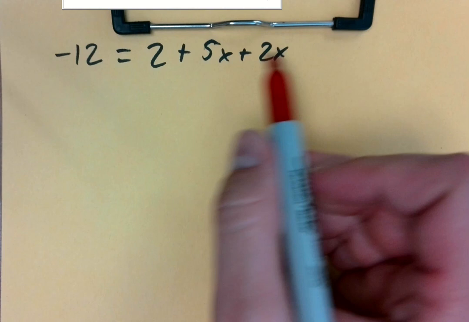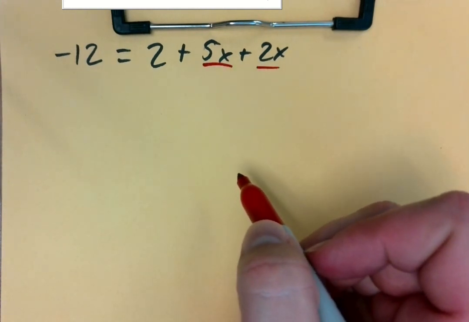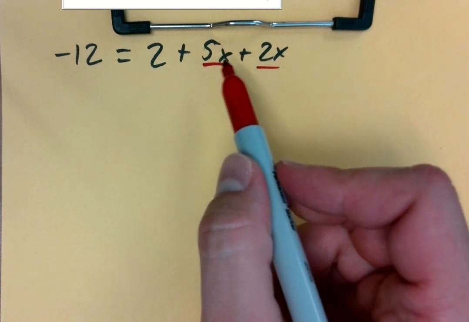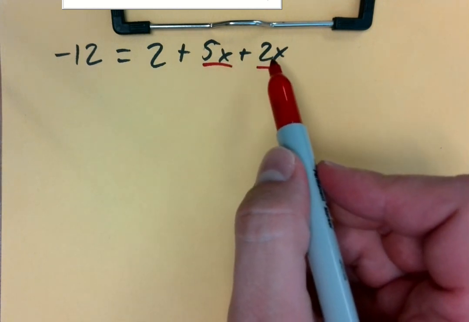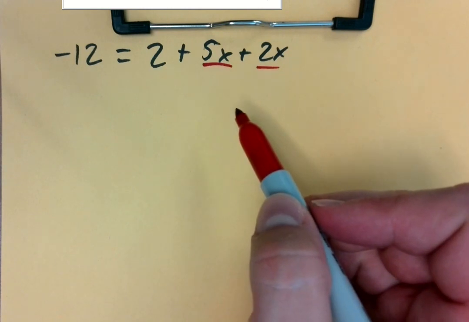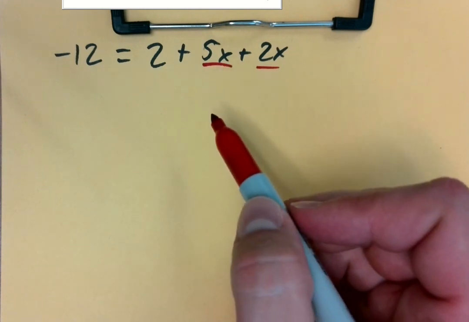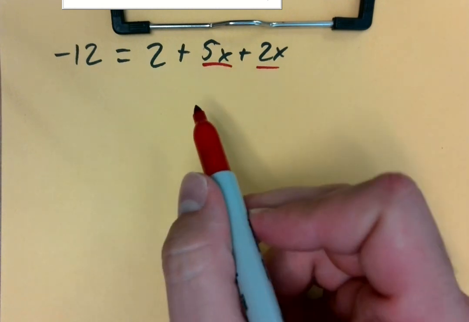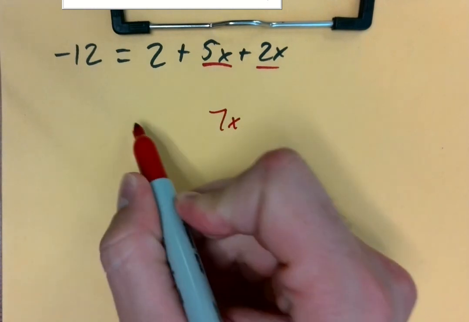And so I would look at 5x and 2x. Those are like terms. And if you don't remember what like terms are, these are like terms because they both have an x. Now if this was 5x squared and this was just 2x, then they wouldn't be like terms. So they have to have the same variable, meaning x, that also has the same exponent. So since they both just have x, they would be like terms. And so then I would just combine those to get 7x. And I'm just going to bring down the rest.